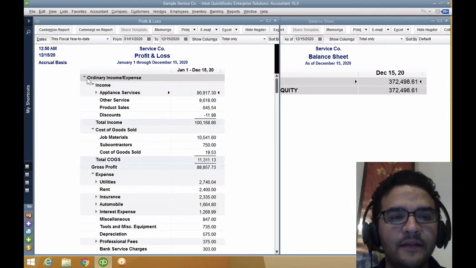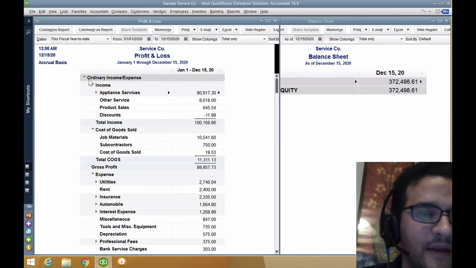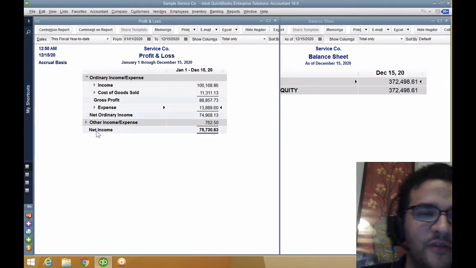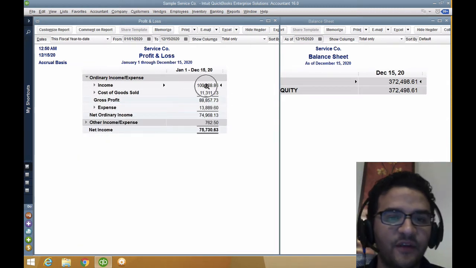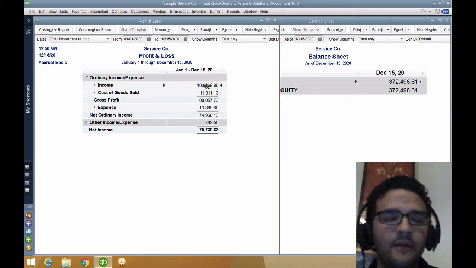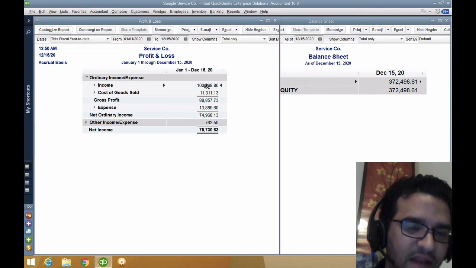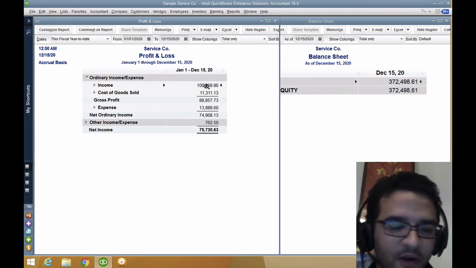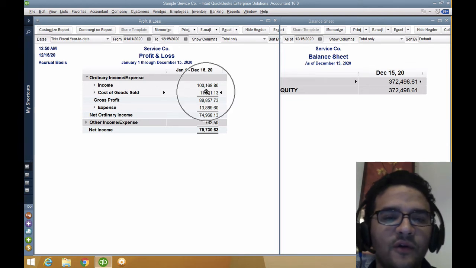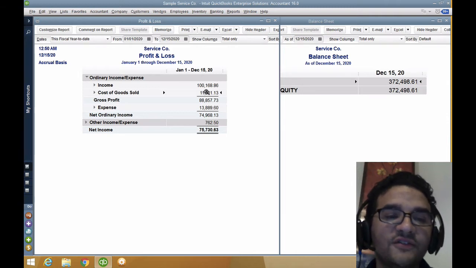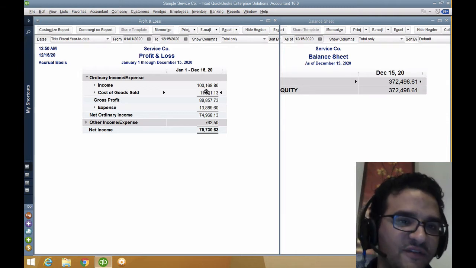So let me go ahead and expand all ordinary income and expenses. I'm going to go ahead and collapse the 3 major categories. Okay, there's 3 major categories. There's income. These are all my sales, my revenue, pretty much what the business does for a living, which is sell something, a service, a product. Then we have cost of goods sold. These are all our direct expenses. This was the cost of selling something, or the cost of sales.